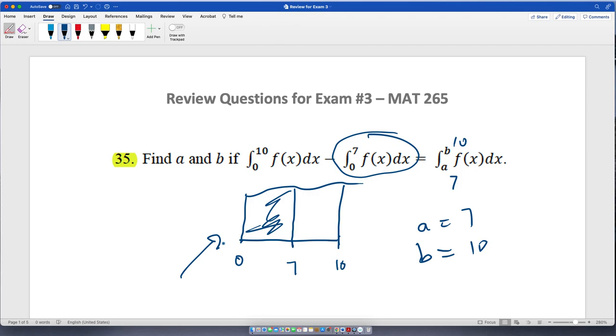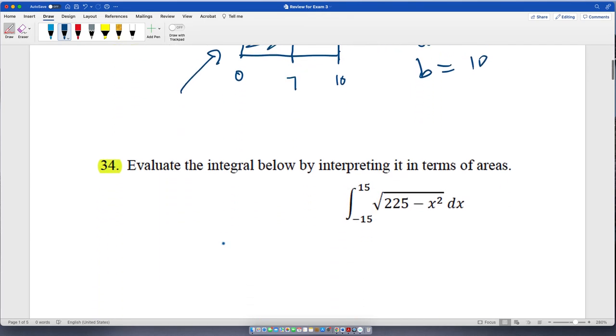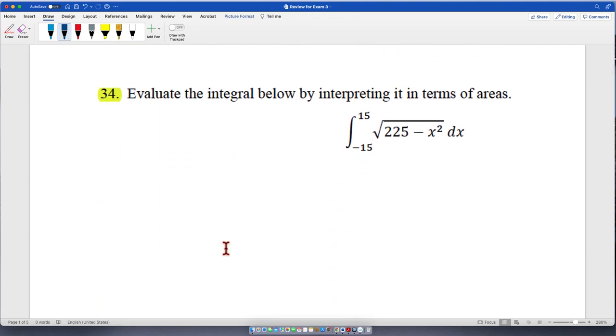But does that property make sense? Okay, good. Know that one, and that's sort of a gimme. It's kind of straightforward. Then there'll be one like this, evaluate the integral.